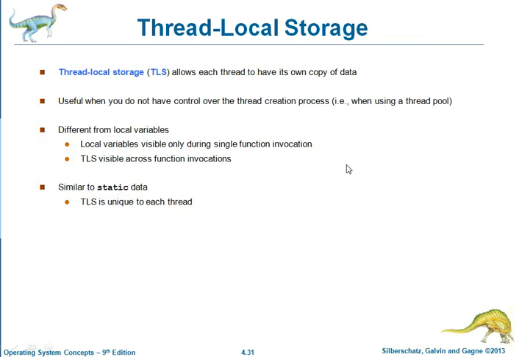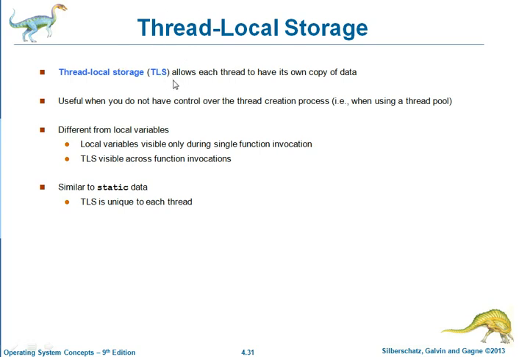Threads belonging to a process share the data of the process. Indeed, this data sharing provides one of the benefits of multi-threaded programming. However, in some circumstances, each thread might need its own copy of certain data. Now, we will call such data thread local storage, or the TLS.